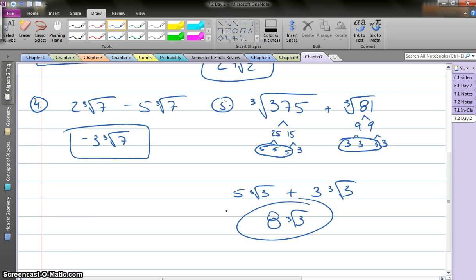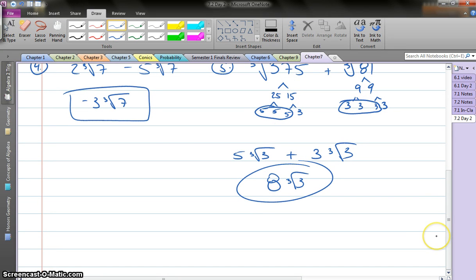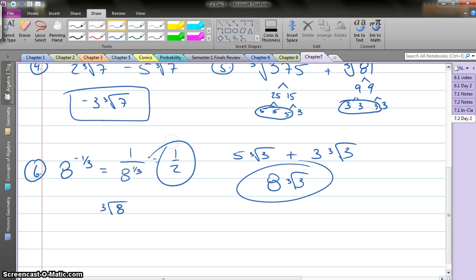Alright, let's try another one. Let's go 8 to the negative 1/3. I threw one of these on our example the other day. We have a negative exponent, so you have to take it to the basement. Normally we would go cubed root of 8, but we should be getting pretty good at this. What's the cubed root of 8? We know it's 2, so it's just 1/2.